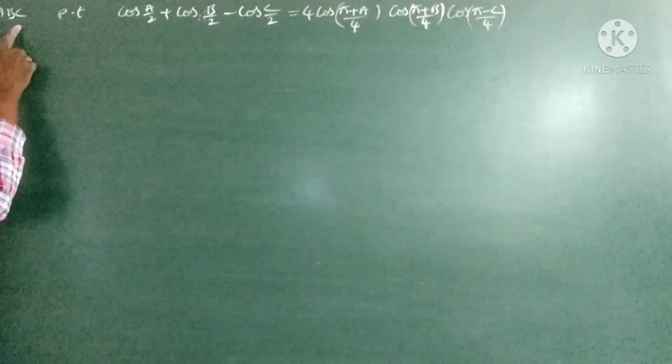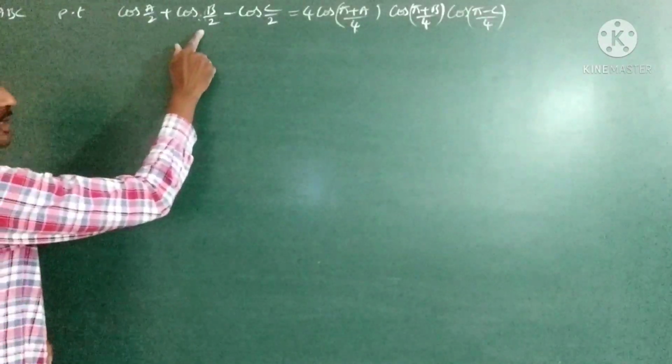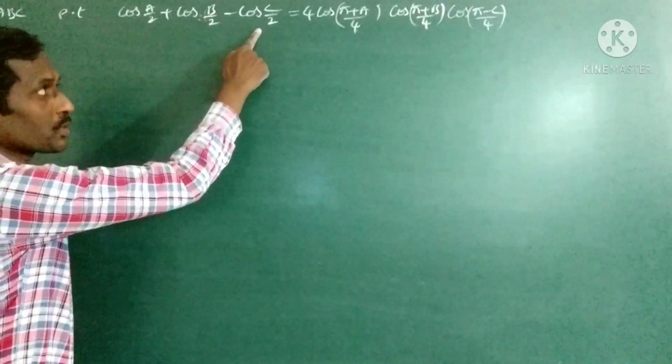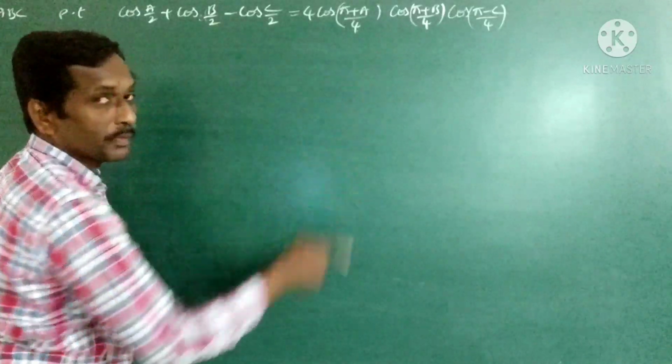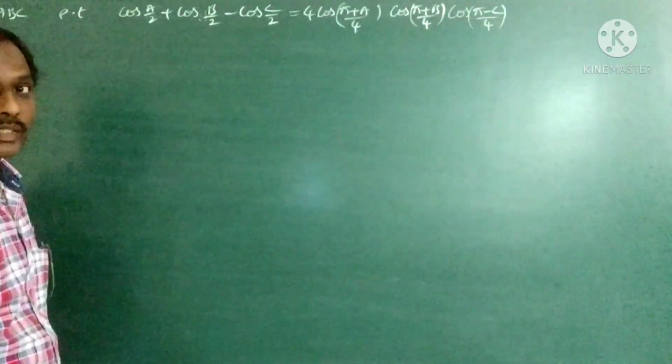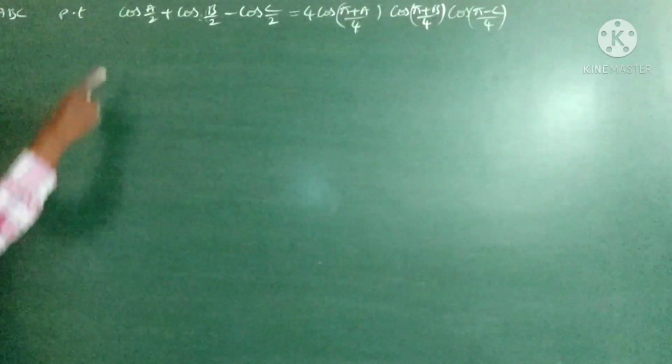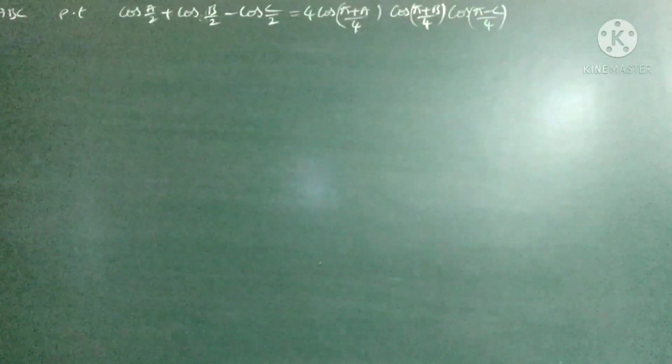In triangle ABC, prove that cos A by 2 plus cos B by 2 minus cos C by 2 equals 4 times cos of (pi plus A) by 4, cos of (pi plus B) by 4, cos of (pi minus C) by 4. That is the answer you have to show. So now the answer to this question.